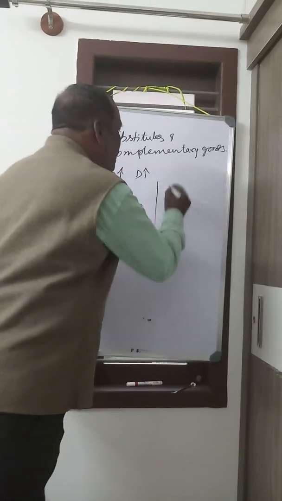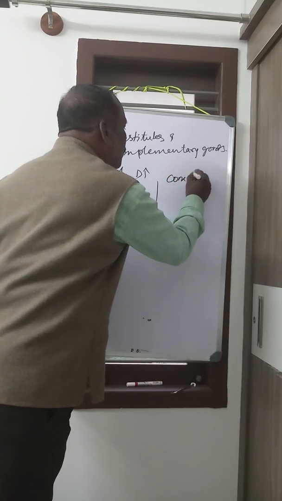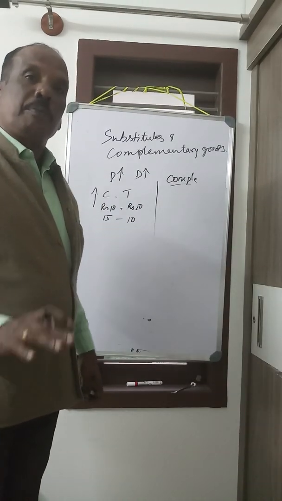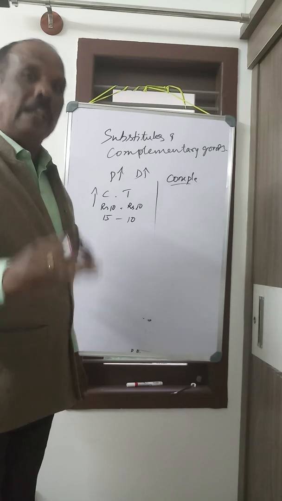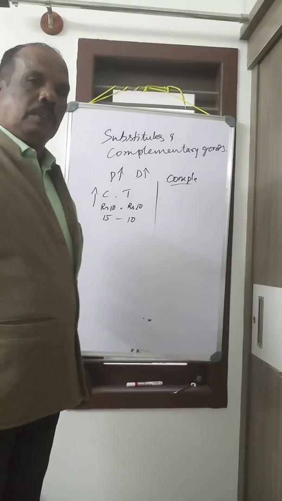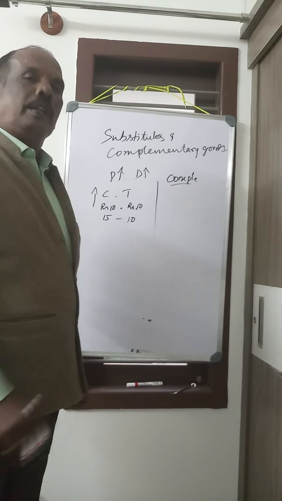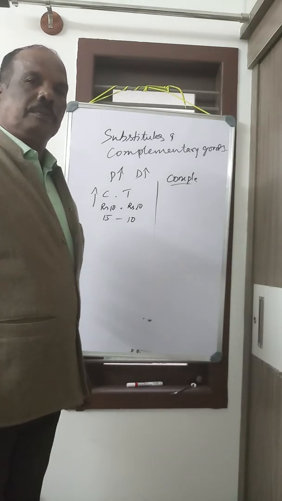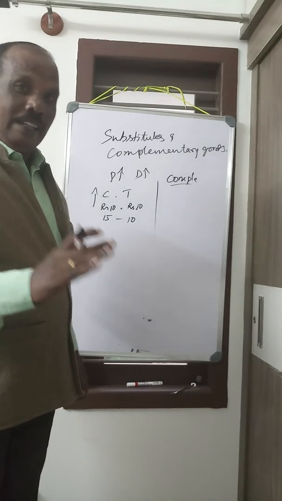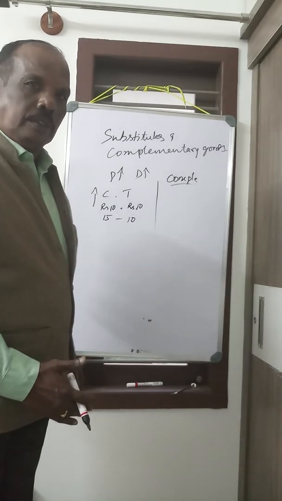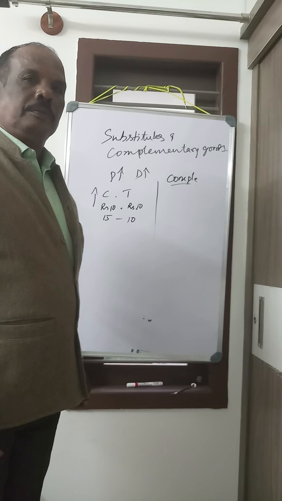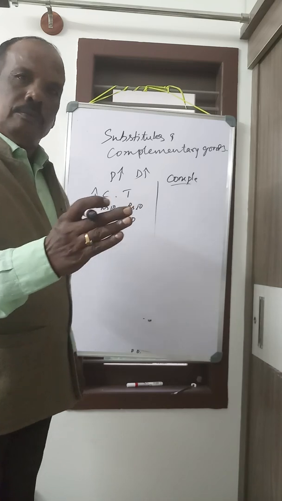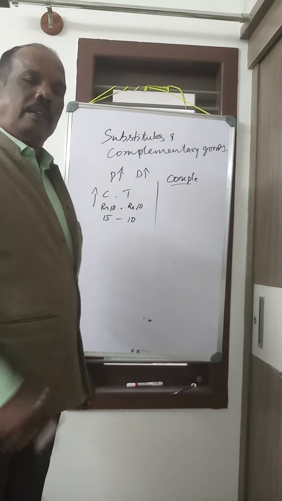Coming to the complementary goods. Complementary goods are those goods which can be used simultaneously. Two or more goods which are used together to satisfy a human want, those goods are complementary goods. For example, idli sambar, shoes and socks, bike and petrol, mobile set and SIM card.